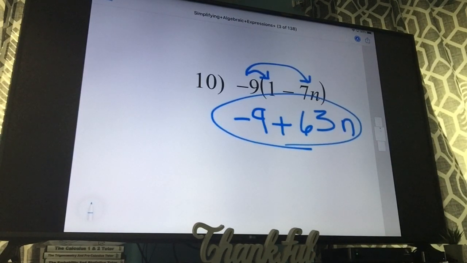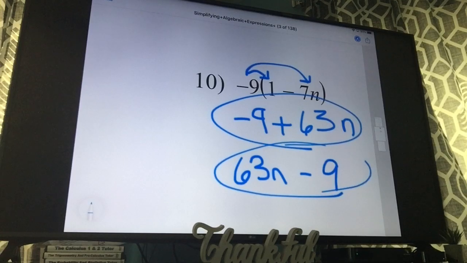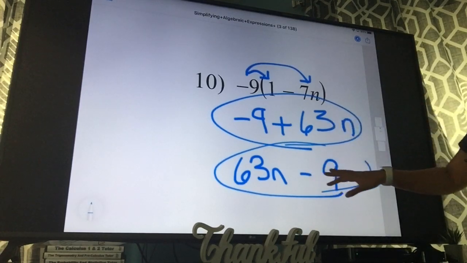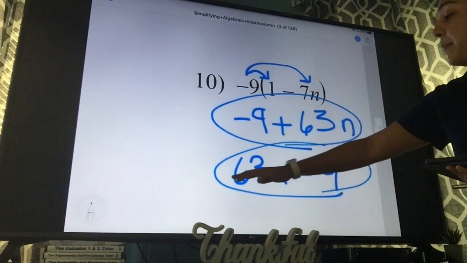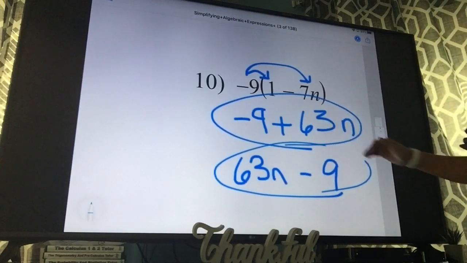And same thing, it doesn't matter if you write 63n minus 9. That's totally the same exact thing. These are both equivalent. I have a minus 9 and a positive 63n.